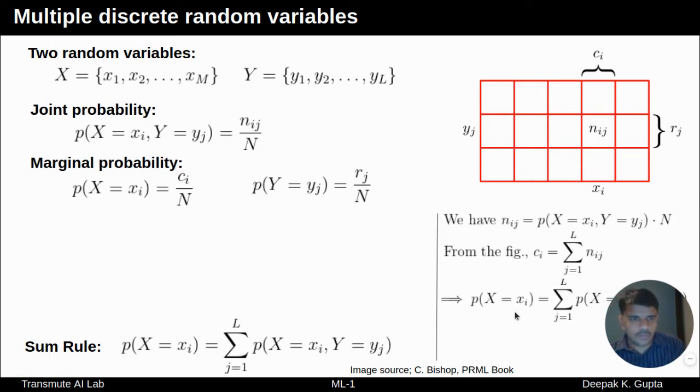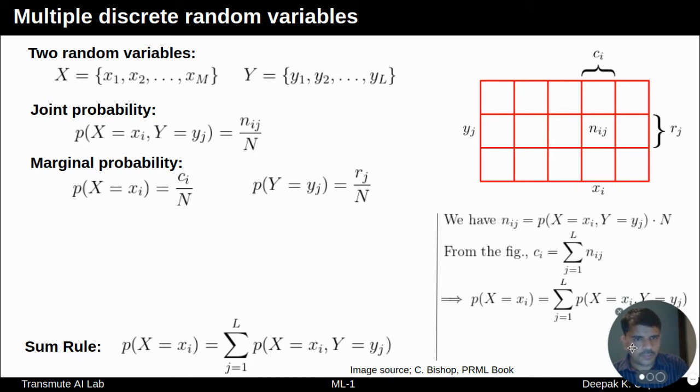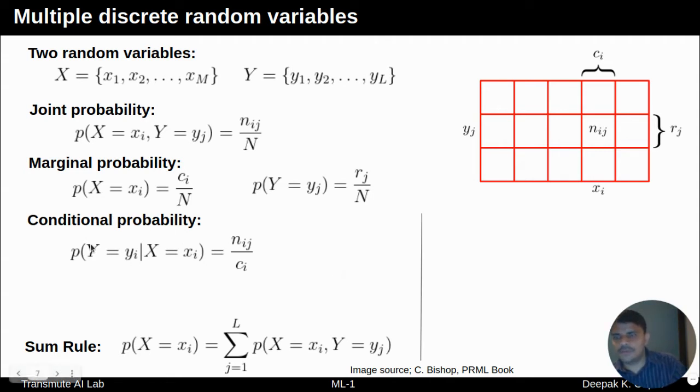So now we write one more equation here. Next we move to conditional probability. What conditional probability means is the probability that y is equal to yi when x is equal to xi. That is referred to as conditional probability.